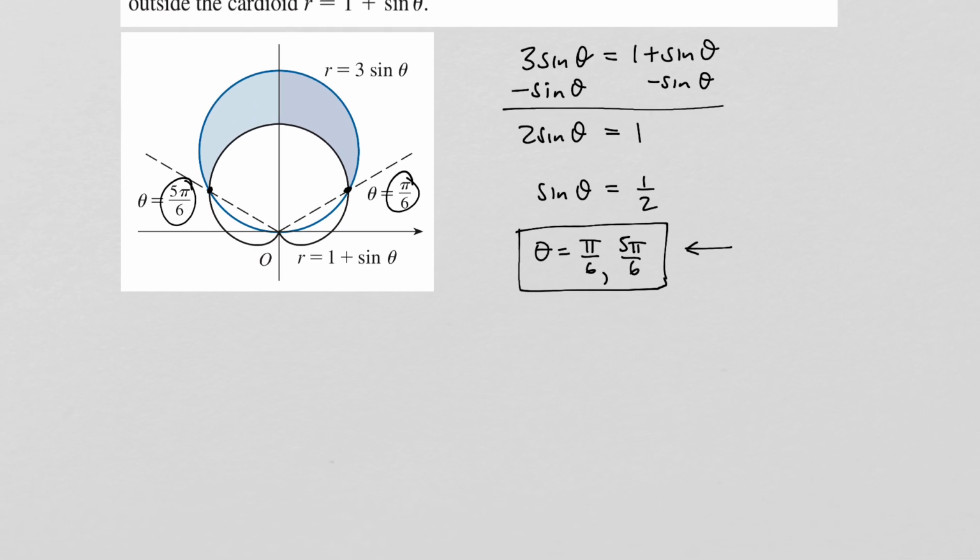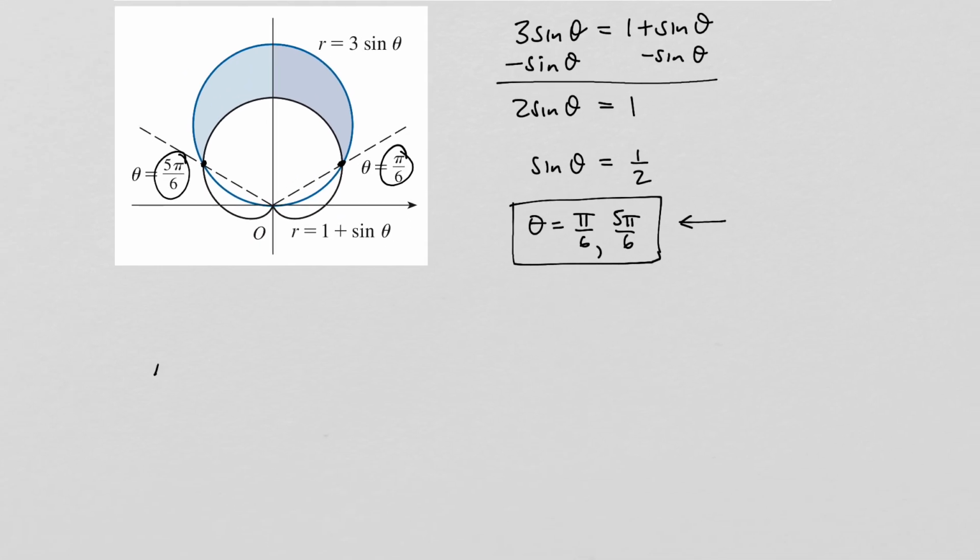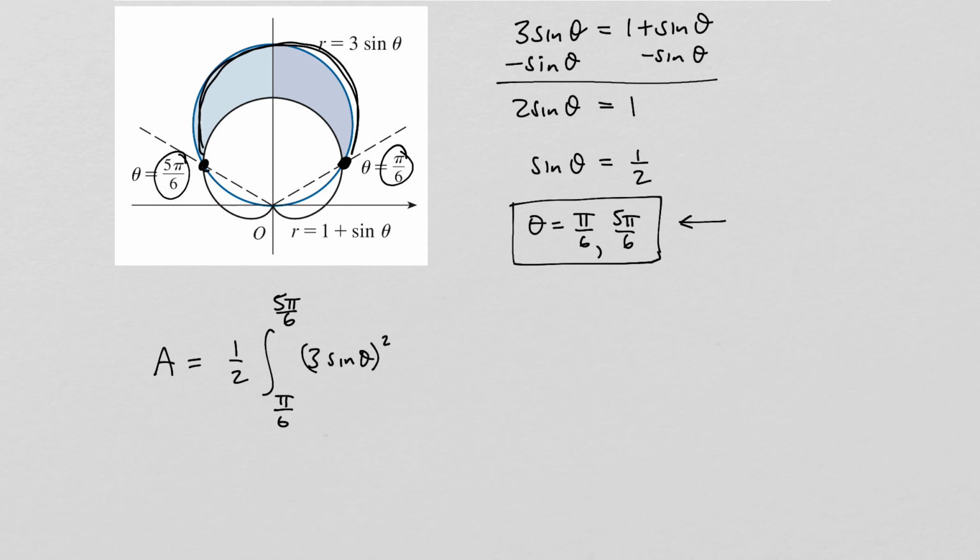So now to find the area in between the two, we're going to have 1/2 the integral from pi over 6, that is this point here, all the way over to 5 pi over 6 of the outside function squared, so that's 3 sine of theta quantity squared, minus the inside function squared, and that is 1 plus sine of theta quantity squared.